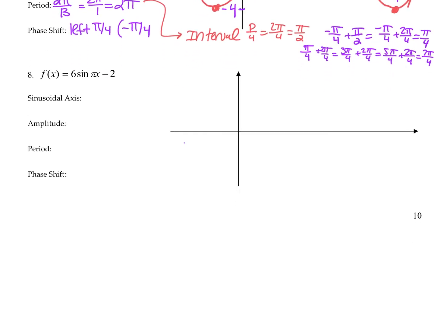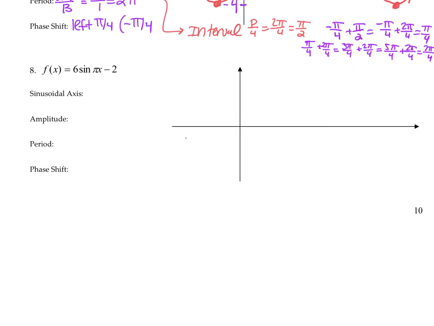All right, our next graph says y equals 6 sine pi x minus 2. So first, if I'm starting with my sinusoidal axis, it would be at y equals -2. My amplitude is 6. My b is pi, so 2 pi divided by b would be 2 pi divided by pi. So my period is 2. And I have no phase shift because there's nothing added or subtracted with my x, so there's no horizontal shift.